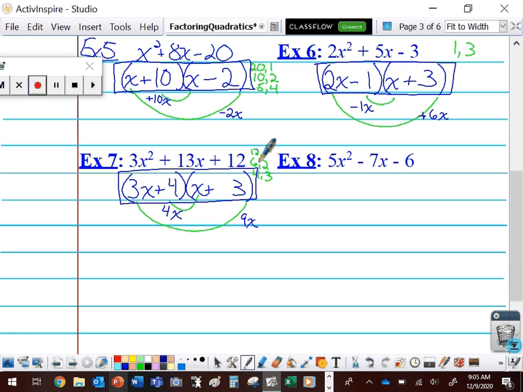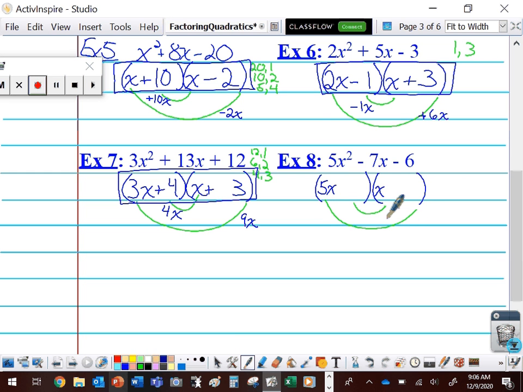So let's take a look at one more. I've got 5x squared minus 7x minus 6. Now, once again, there's no GCF. There's nothing I can take out of all three of those terms. Now, to get this 5x squared, I need to start with 5x and x. My c term is negative, so I know that one of these is going to be plus, one of them is going to be minus, but I don't know which one's which until I put the numbers in.